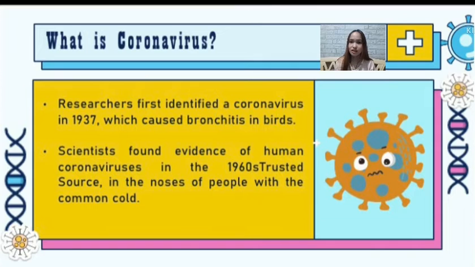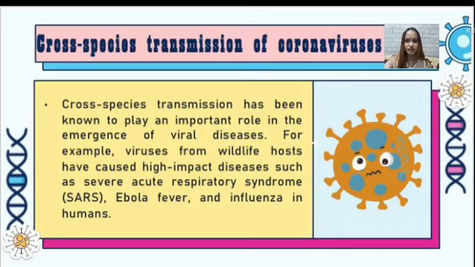While on the human coronaviruses, scientists found evidence of human coronaviruses in the 1960s in the noses of people with the common cold. So after hearing those years that are mentioned, we can say that coronaviruses are emerging and re-emerging pathogens. The emergence and re-emergence of some coronaviruses are believed to be because of the population shift from rural areas to urban areas and the increasingly frequent mixing of different animal species in densely populated areas.